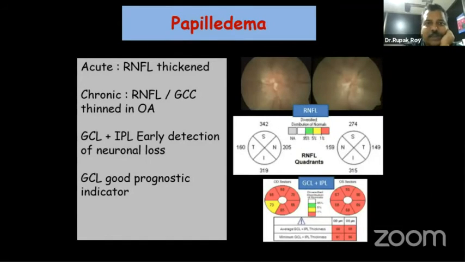Now, this is a case of papilledema, where the finding is acutely thickened retinal nerve fiber layers, whereas in chronic cases you'll have RNFL thinning in optic atrophy. GCL plus IPL analysis can give you early detection of neuronal loss, and GCL is a good prognostic indicator.